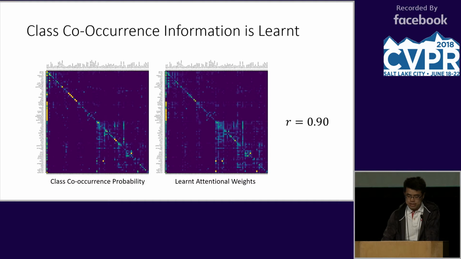Here we show another interesting observation. The left figure shows the classical co-occurrence matrix in COCO, counted using ground truth annotation. The right figure shows the learned average attention weights between objects of different classes in the instance recognition step. We can see that they are highly correlated. Actually, the correlation coefficient is 0.9, which is very high. This indicates that the classical co-occurrence information is implicitly learned.